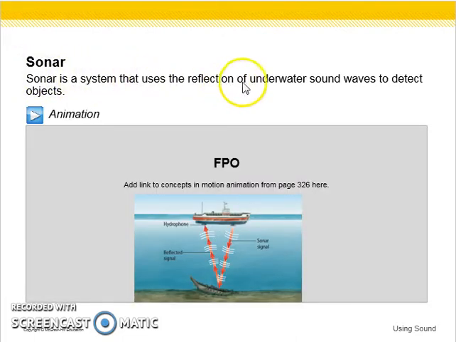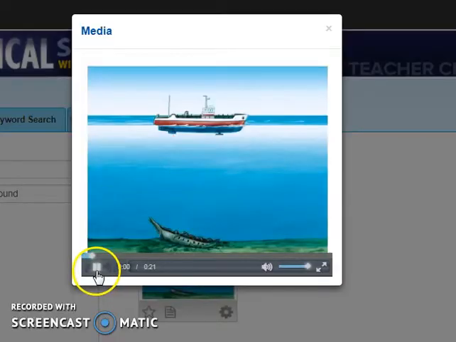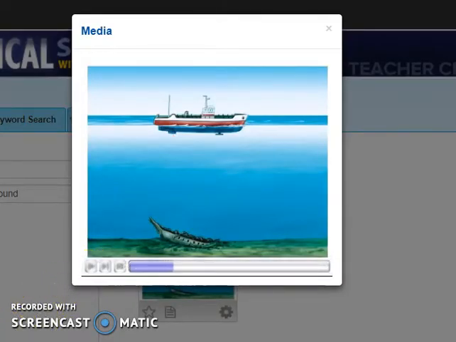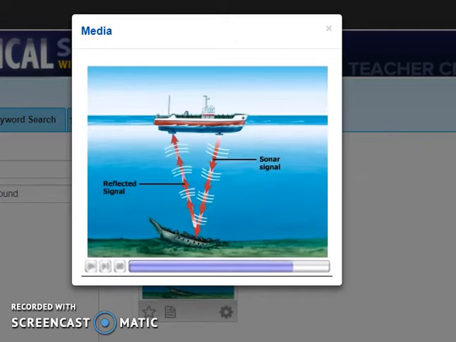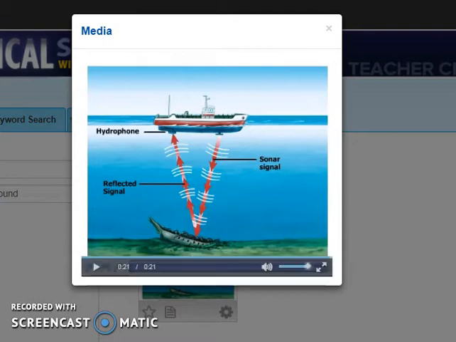Sonar is a system that uses the reflection of underwater sound waves to detect objects. Sonar uses waves to find objects that are underwater. A sound pulse is emitted toward the bottom of the ocean. The sound travels through the water and is reflected when it hits something solid. A sensitive underwater microphone called a hydrophone picks up the reflected signal.